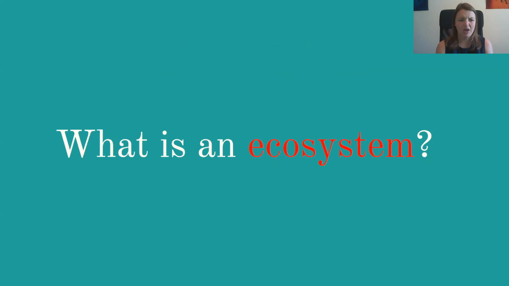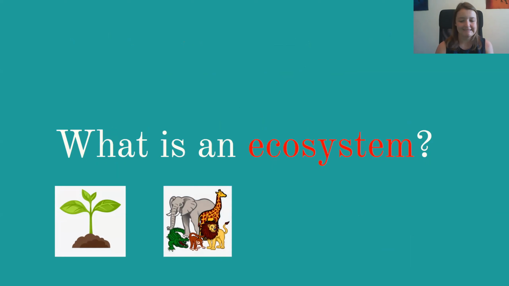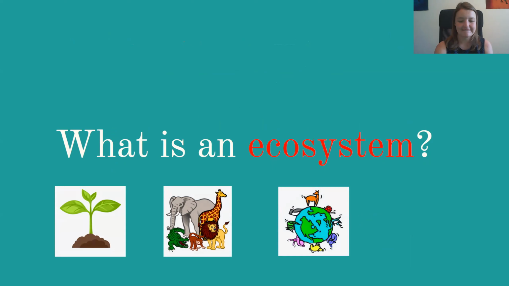So, if a habitat is the place an animal lives, what on earth is an ecosystem? There's a clue. Had a guess? It's definitely got something to do with plants and animals. What do those other pictures mean?